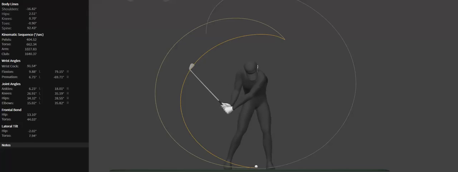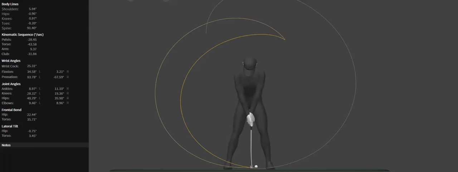Now, the cool part about Gears and something that we can see is these joint angles over here. So let's pay attention to his right arm. At address, his right elbow is 8.59 degrees of bend. And again, this is another day for another video, but nobody has straight arms anywhere during the swing. There's always some bend in the joints.